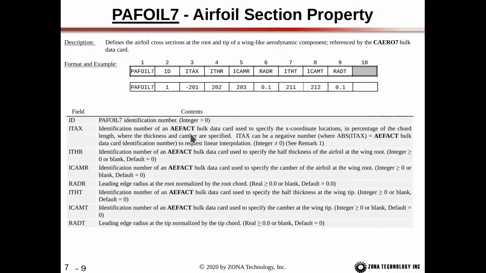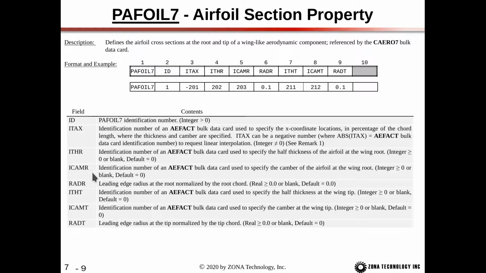So for example, if you want to define your airfoil using 101 points, then ITAX might be 0, 1, 2, 3, 4, and so on up to 100. So at these x-coordinate locations, you will define the thickness and camber at both the root side and the tip side. So that leads us next to ITHR, which refers to an AE FAT card which lists out the half thickness of the airfoil on the wing root side. And so the thickness is specified at each of these ITAX locations.